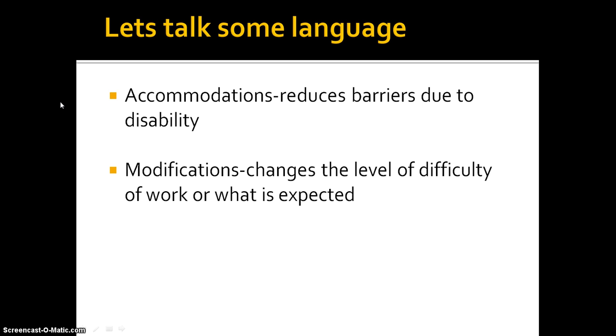Modifications, on the other hand, change the level of difficulty. So in the same case of that science class, let's say instead of having that student read the whole chapter, they're just going to read one page. That has changed the learning goal of the activity. Let's look at another example.